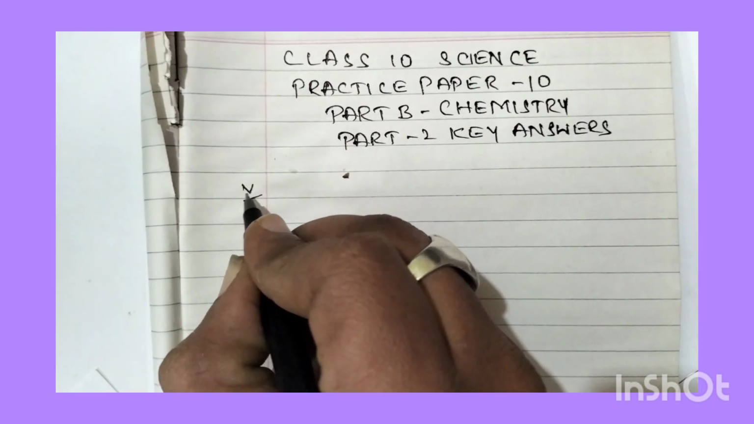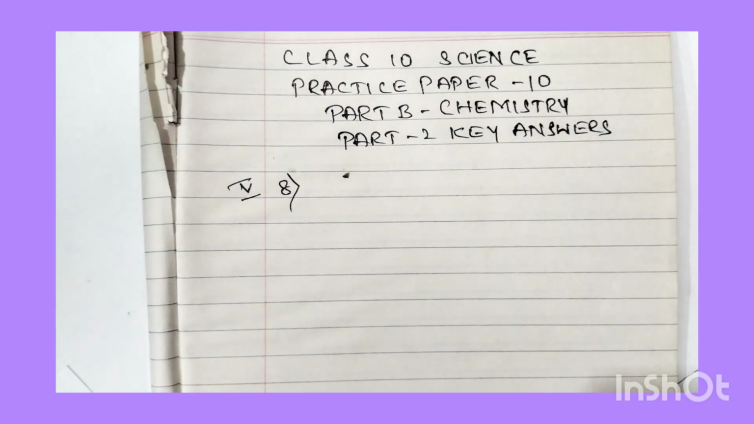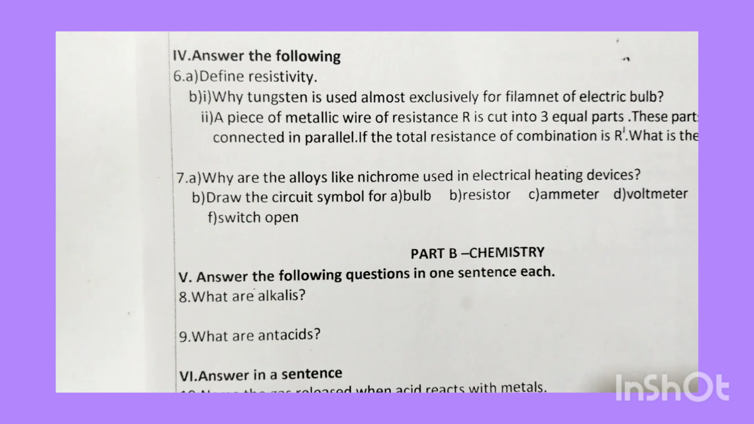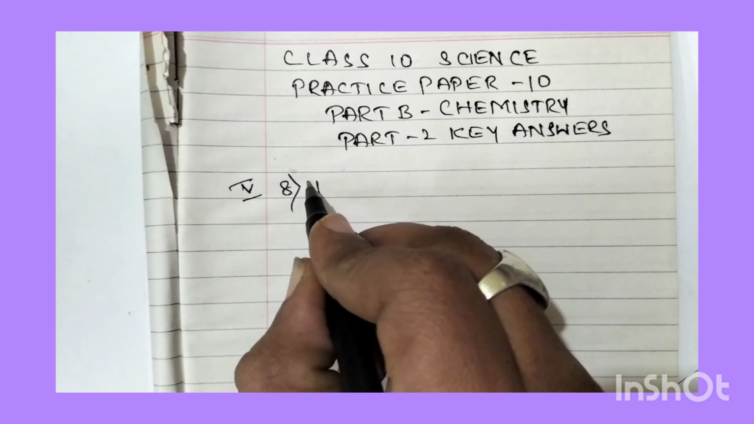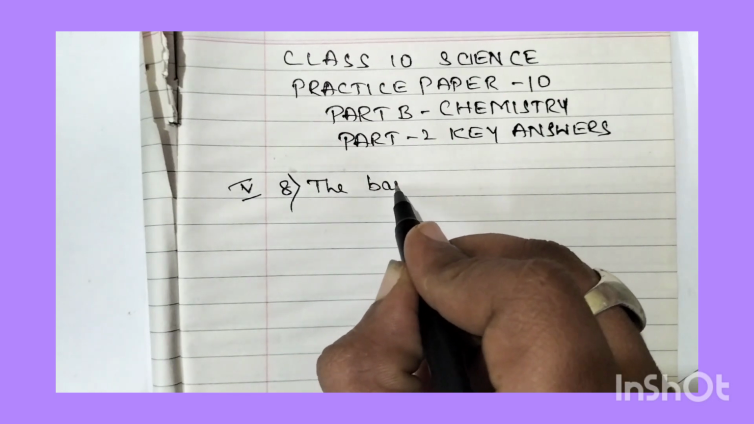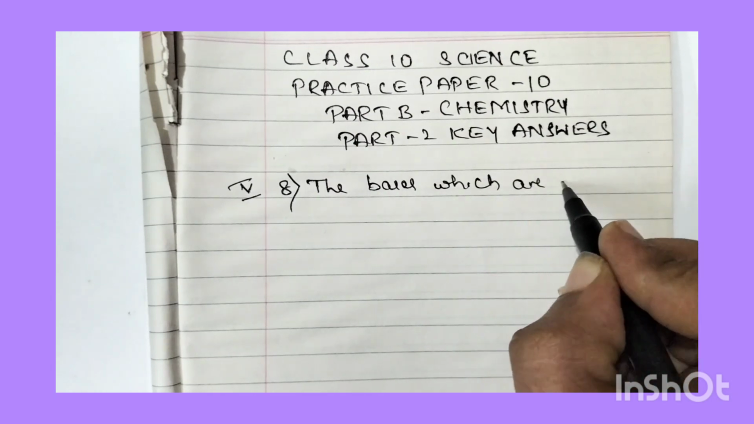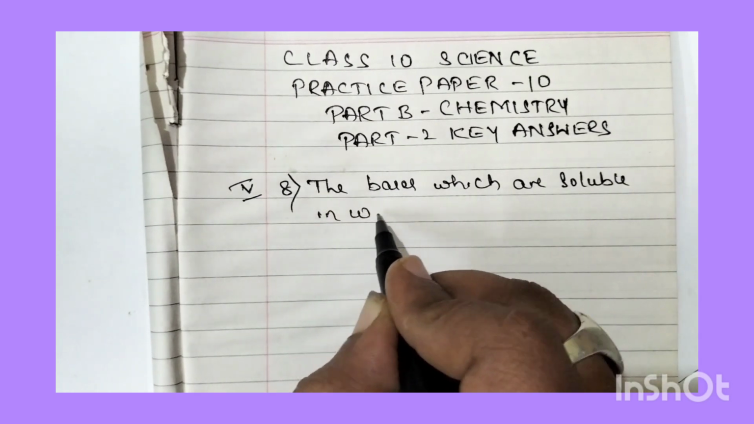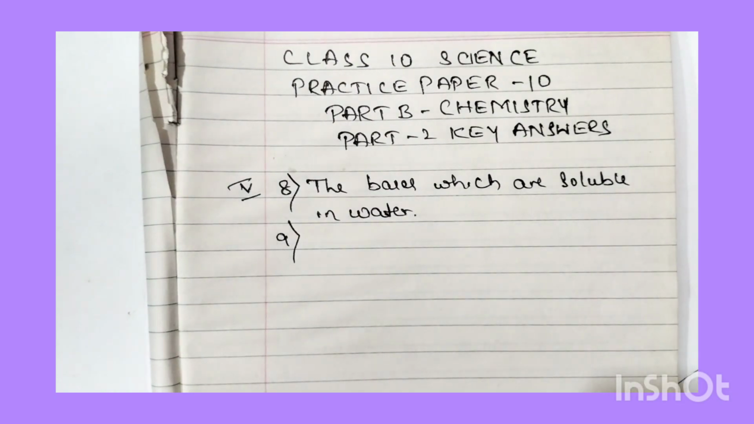So let us answer from the fifth main, that is the 8th question. Let us see what that 8th question is. What are alkalis? This is a 1 mark question. Alkalis are the bases which are soluble in water. The bases which are soluble in water are called alkalis.